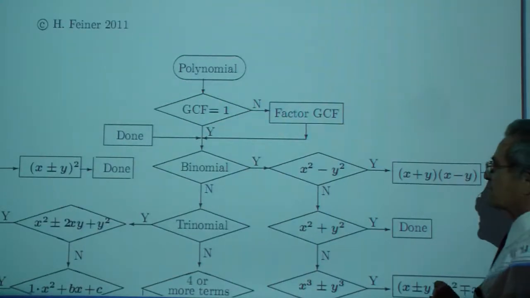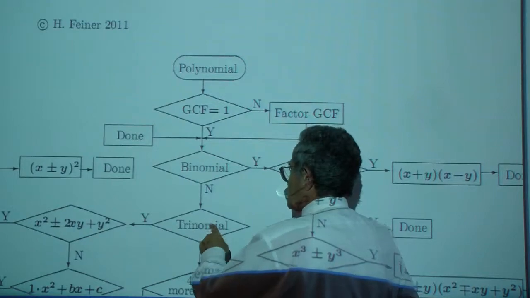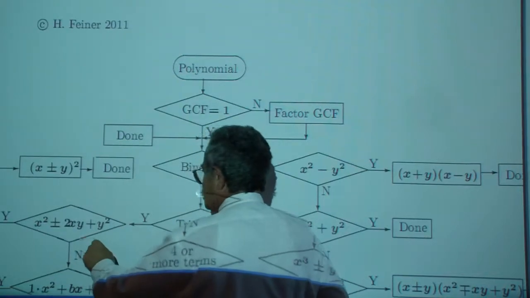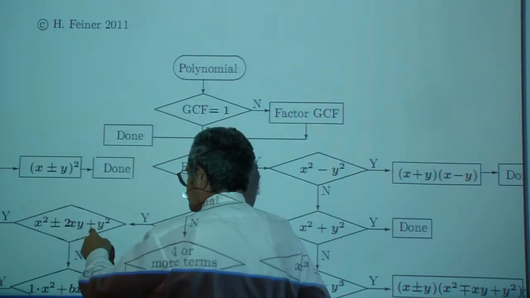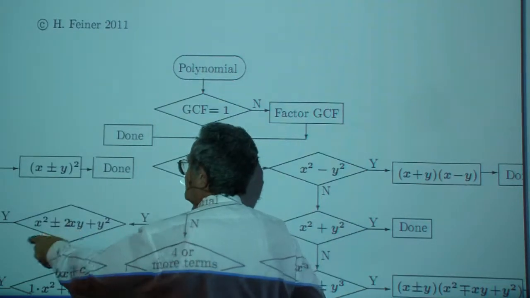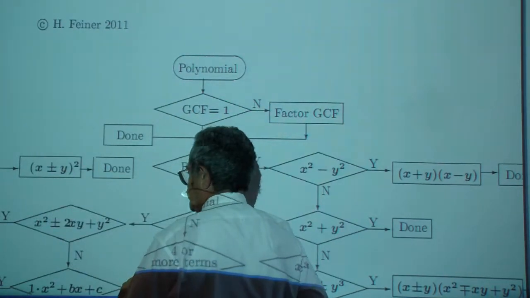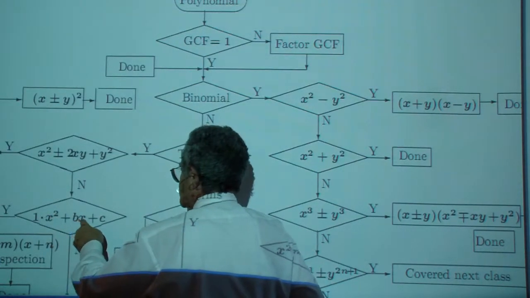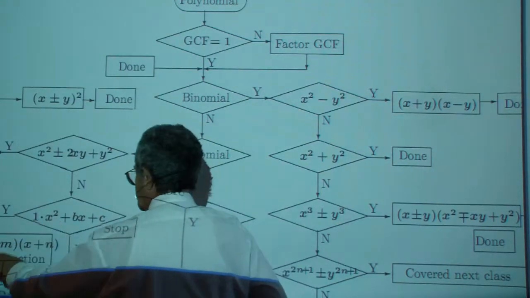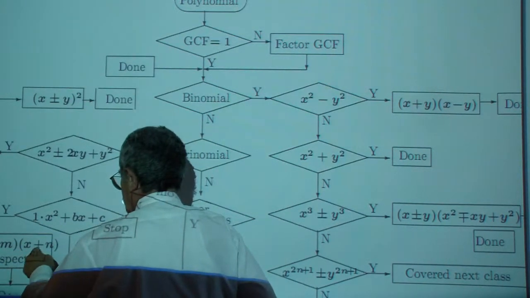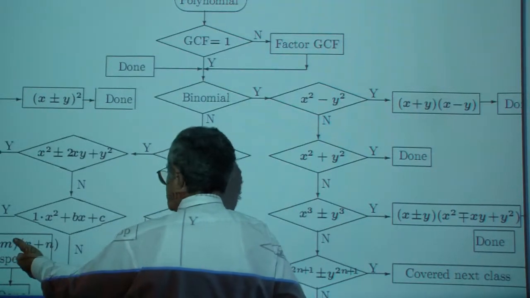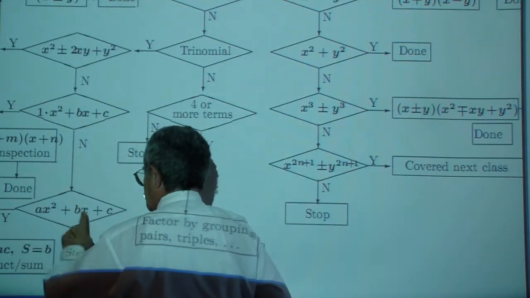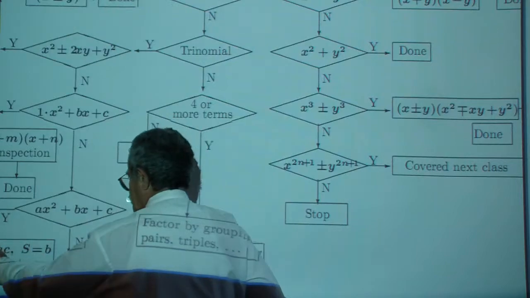So let's backtrack. We have the binomial. Now we have a trinomial. Is it a trinomial? Yes. If it's a trinomial, is it x squared plus or minus 2xy plus y squared, which is in the form of a perfect square, like right here, and you're done. Or is it in the form of 1 times x squared plus bx plus c, which means it's in the form of x plus an integer and x minus an integer, which you can get by inspection. Or if a is not equal to 1, you can use my special product sum method.